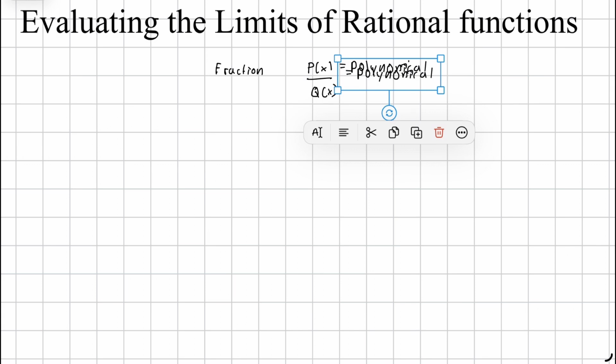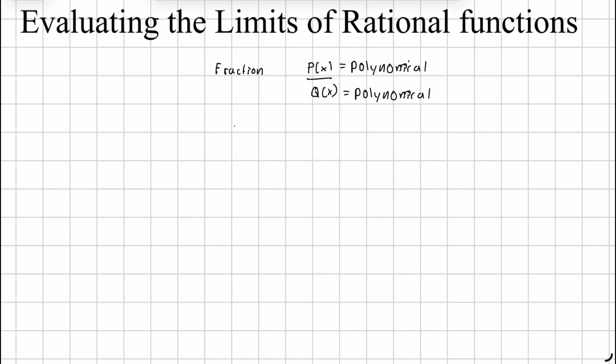In this video, we're going to be evaluating the limits of rational functions. A rational limit is a limit involving a fraction where we have one function on the top and another function on the bottom. So p of x is going to be a polynomial and q of x is also going to be a polynomial. Our first step is to attempt direct substitution before we try anything else, which means you just plug in the value.